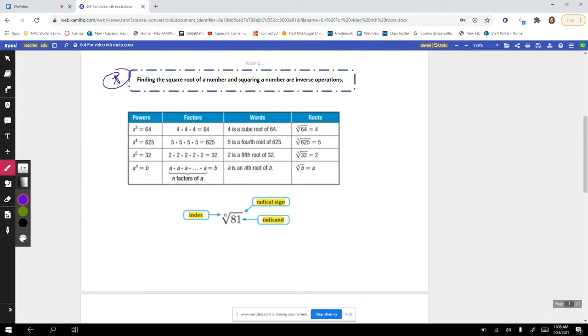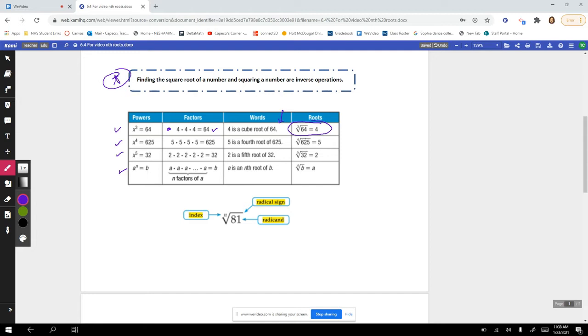Well, that holds true for other powers, other roots. So it holds true for x to the third, x to the fourth, x to the fifth, and so on. They're just kind of generic. So for instance, when I take 4 times 4 times 4, when I multiply that 3 times, I get 64. If I take the third root of 64, I get 4, because 4 is a cube root of 64.